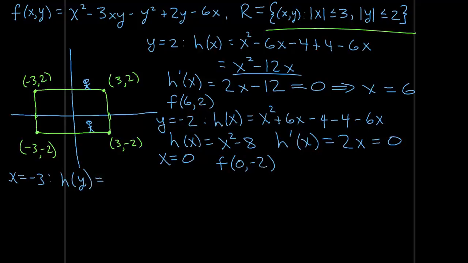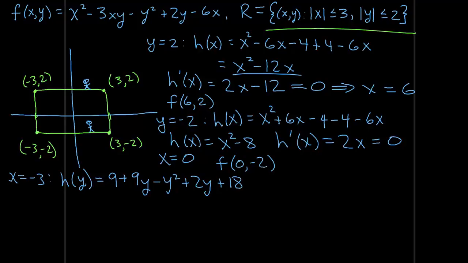So here's what I get. I get 9 times negative 3 squared plus 9y, and then minus y squared plus 2y. Now remember, we're saying x is negative 3, so this is plus 18.